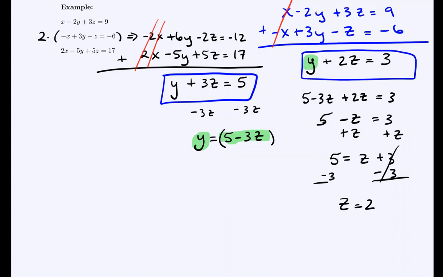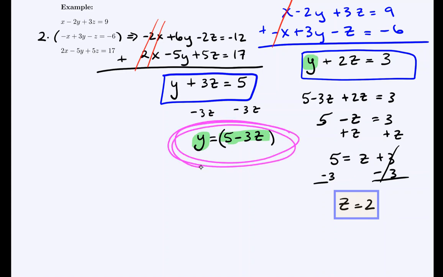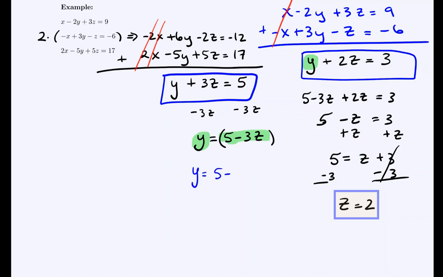Now as you work through these three variable equations, realize that the majority of your time is going to be spent just finding that first piece. And then once you have that first piece, it goes a bit quicker. So now that we know z is 2, we could use this equation to find y, right? Because if we know z is 2, then we would get y equals 5 minus 3 times z takes on the value 2. y equals 5 minus 6, so y equals negative 1.